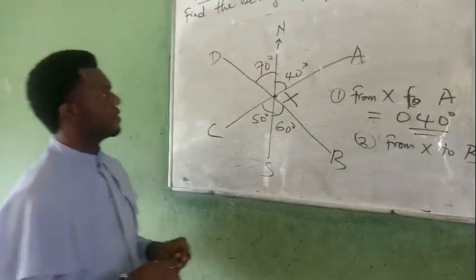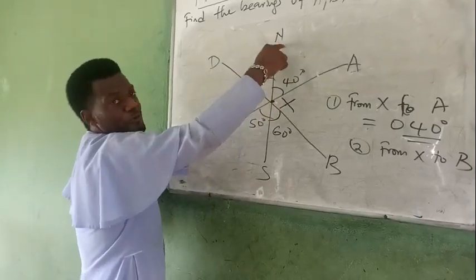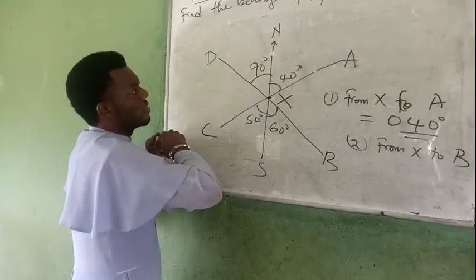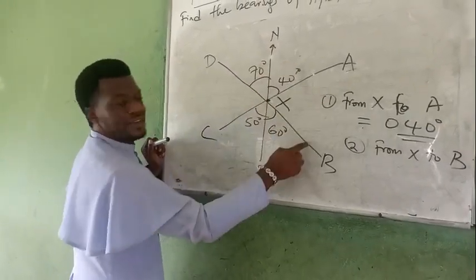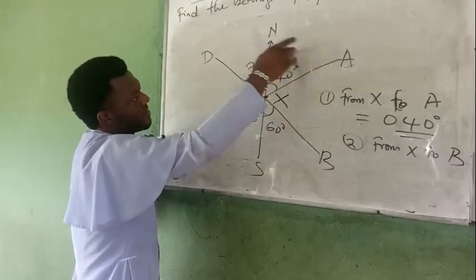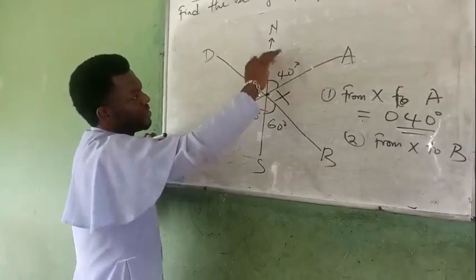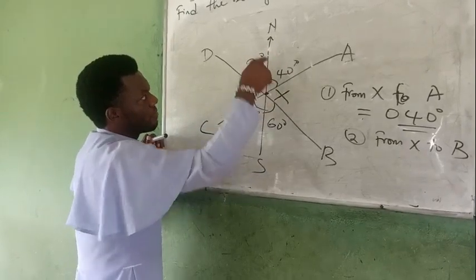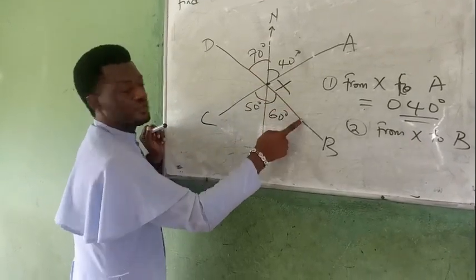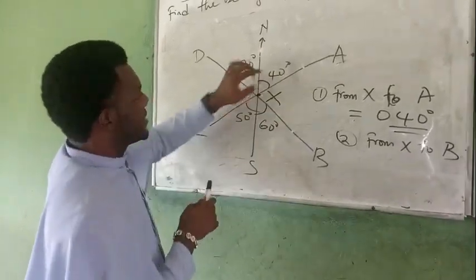Then number 2, from X to B. From X to B, you trace. Mind you, you have to calculate from the north to B. Look at where B is. You have to calculate what is the degree covered from the north to this direction B. Mind you, here is 40.